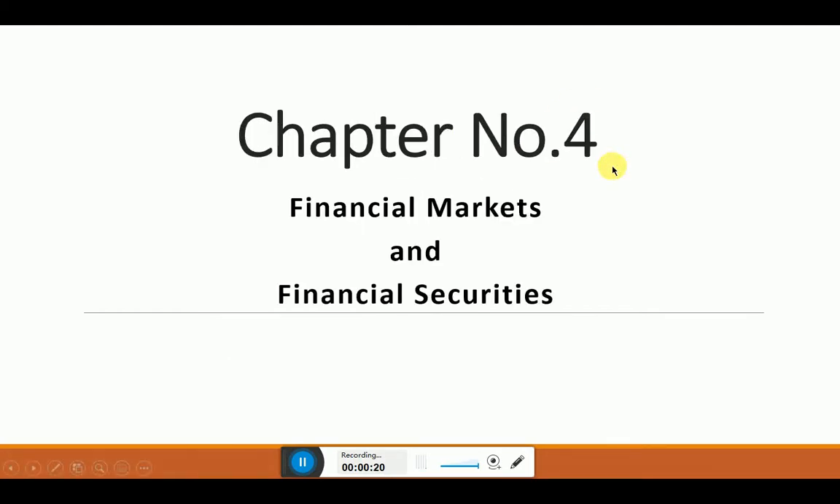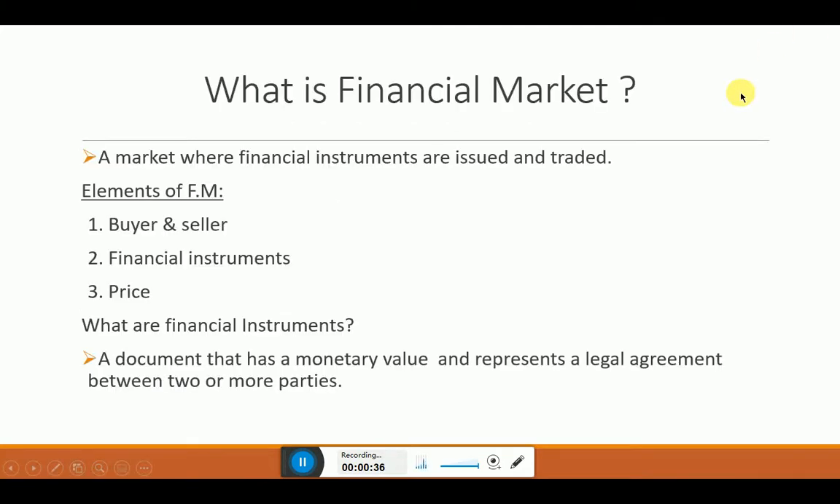Chapter number 4 is about financial markets and financial securities. But today we'll have discussion mainly on financial markets, and inshallah in our upcoming lecture we'll have discussion on the financial securities. So let's begin with our today's topic, which is financial market. What is financial market? Financial market is basically a market where financial instruments are issued and traded.